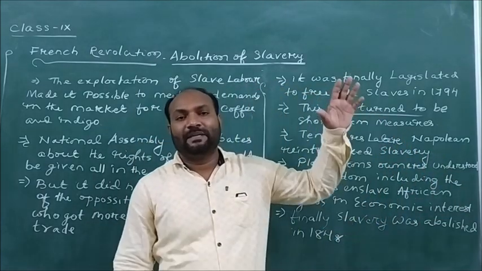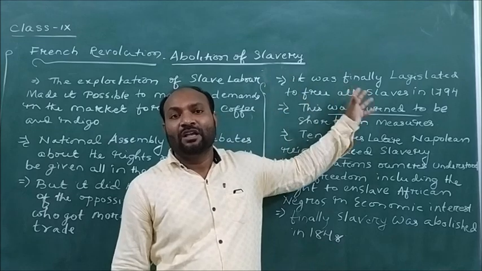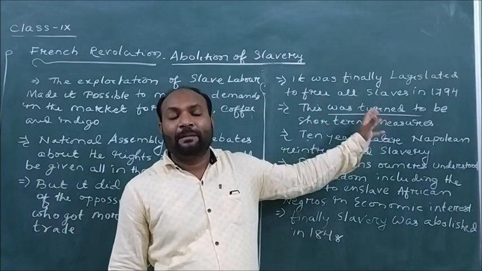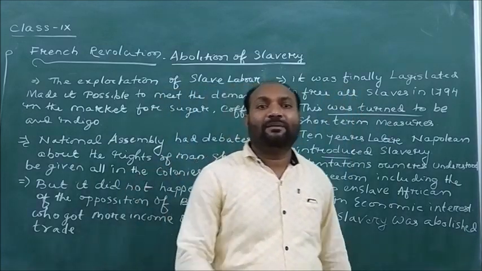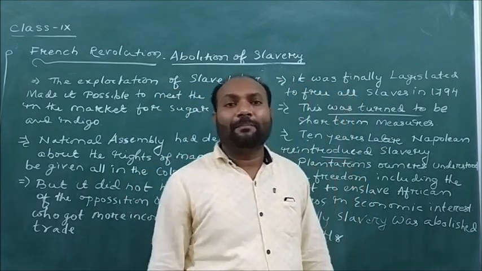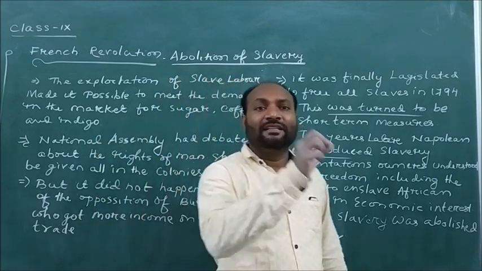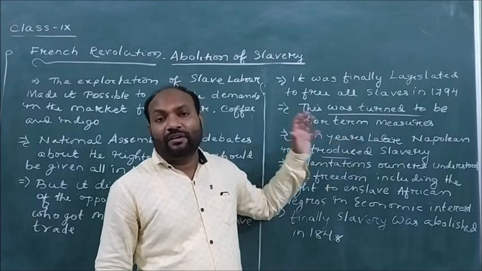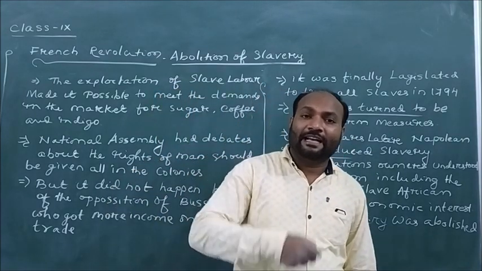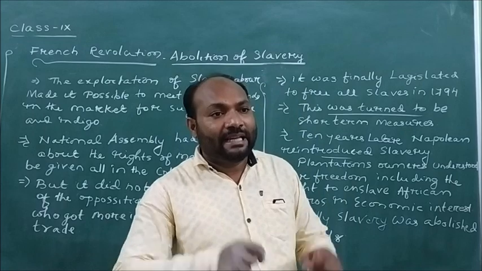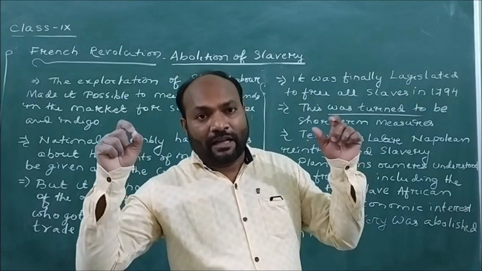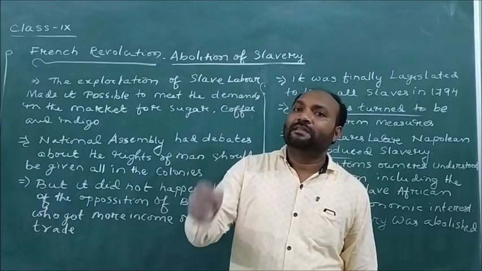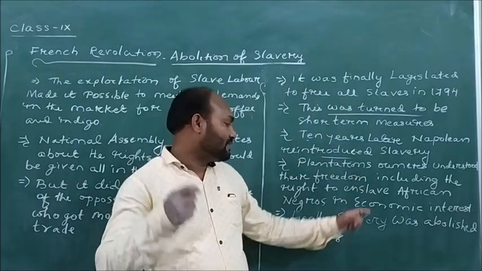My dear children, in 1794 during the Jacobin clubs, we see they abolished the slave trade. They abolished slave exploitation. In spite of that, we see Napoleon Bonaparte reintroducing the slave trade in the society, and the plantation owners continuously exploiting the slaves, working them hard, and through that the slave people were not having any kind of rights in the society.